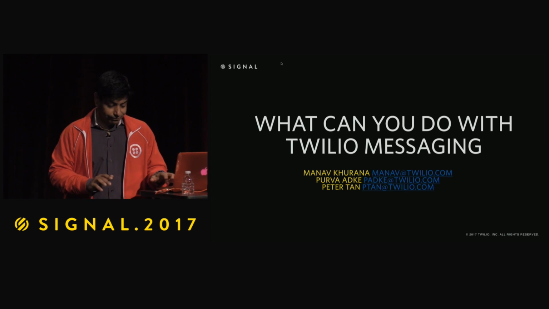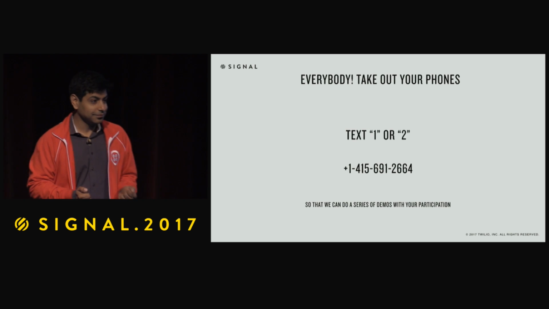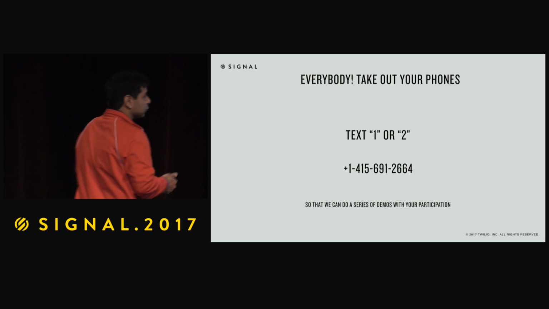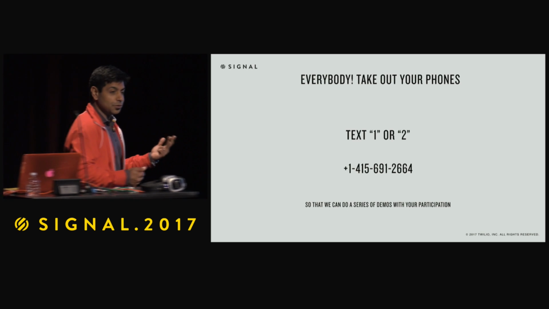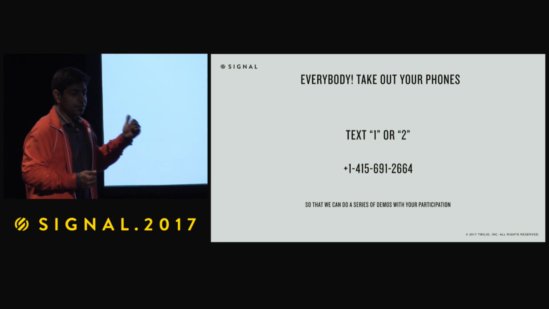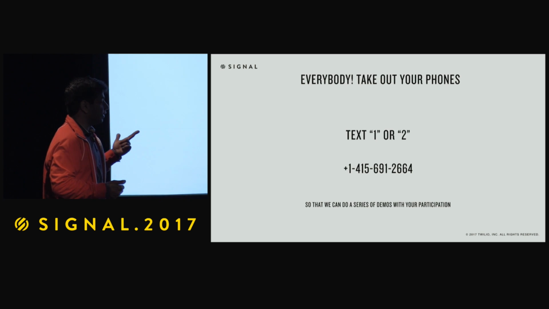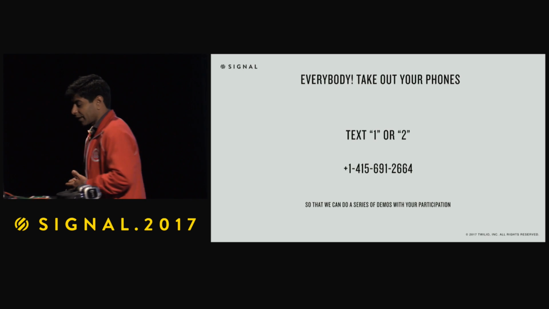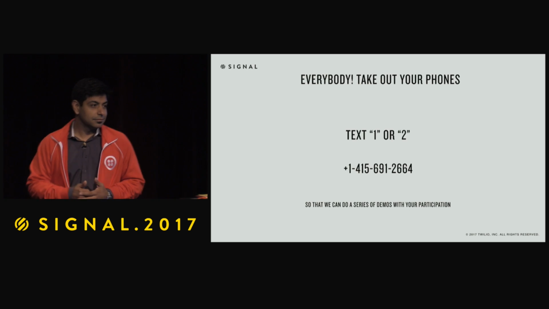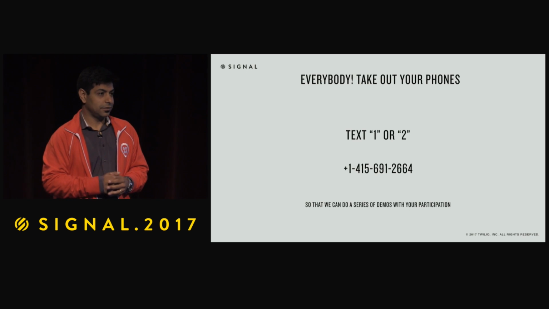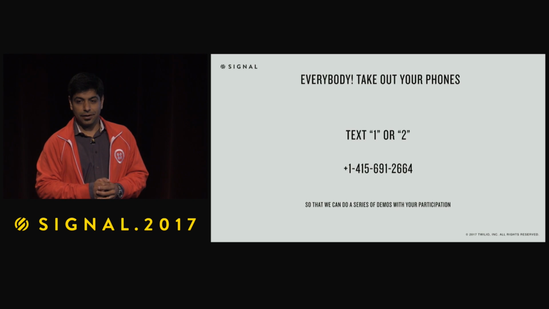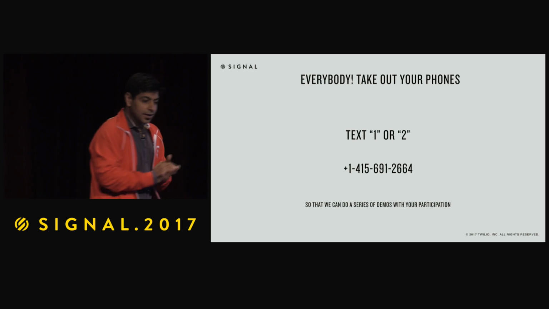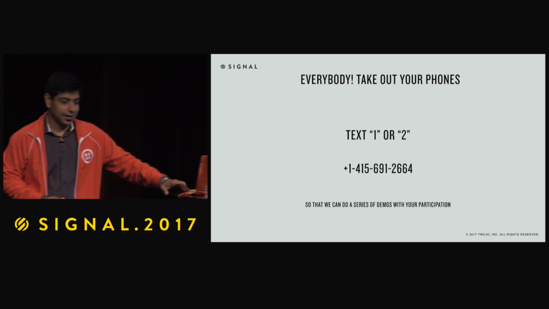Talking about demos, everybody take out your phones. To participate in the demos, and we hope all of you do, we'd love for you to text either 1 or 2, your favorite number, to 415-691-2664. All right? Raise your hand when you're done. Okay. All right. All right, about half the people are done. Looks like more coming in. Okay, fantastic. Thanks for joining, and you'll see why we asked you this in a few minutes.